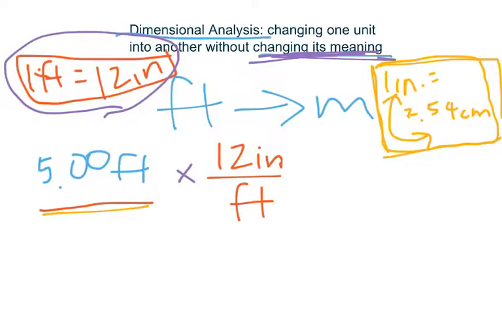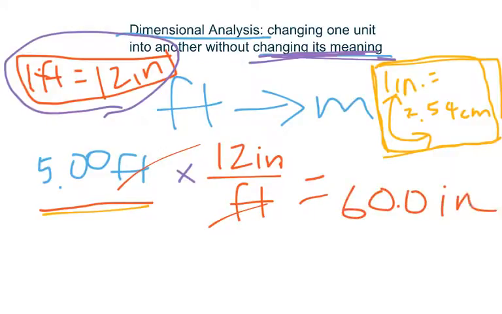So, there's this very special algebra trick. It's called canceling out from the top and bottom. So if you're multiplying two numbers and you have something on the top and the bottom that are the same thing, you can just cancel them out. And once we cancel them out, we get to solve the problem. So if we multiply 5.00 feet with 12 inches per foot, we get 60.0 inches. Now, you might be wondering, hey, why doesn't this have 2 sig figs?